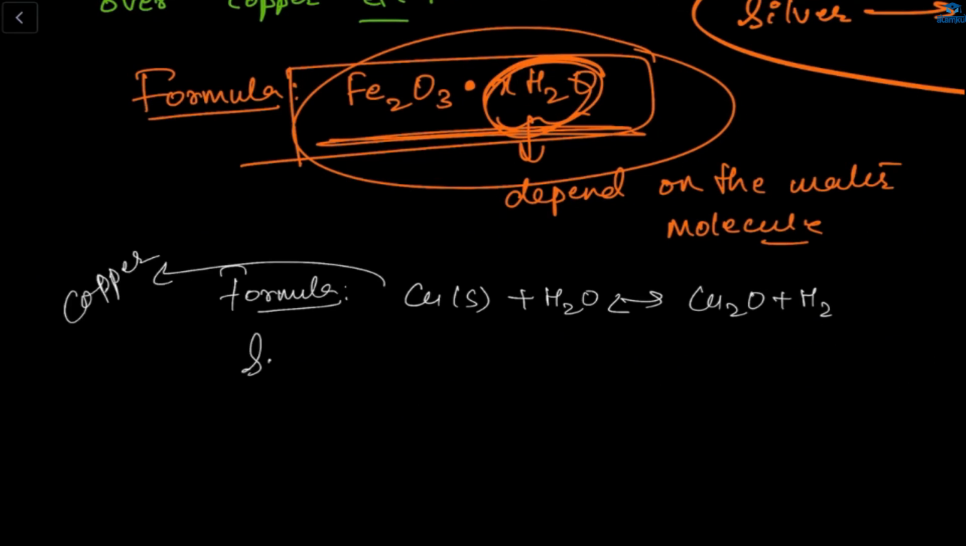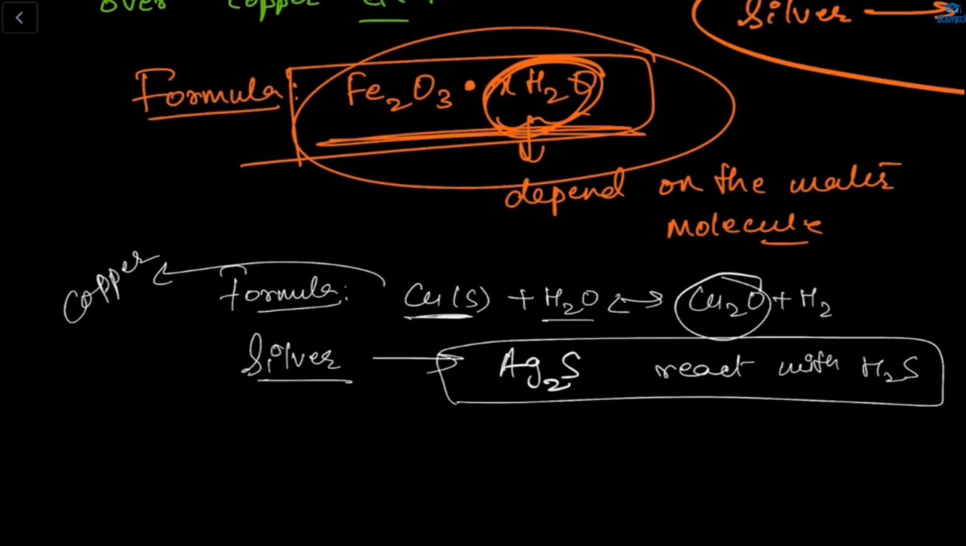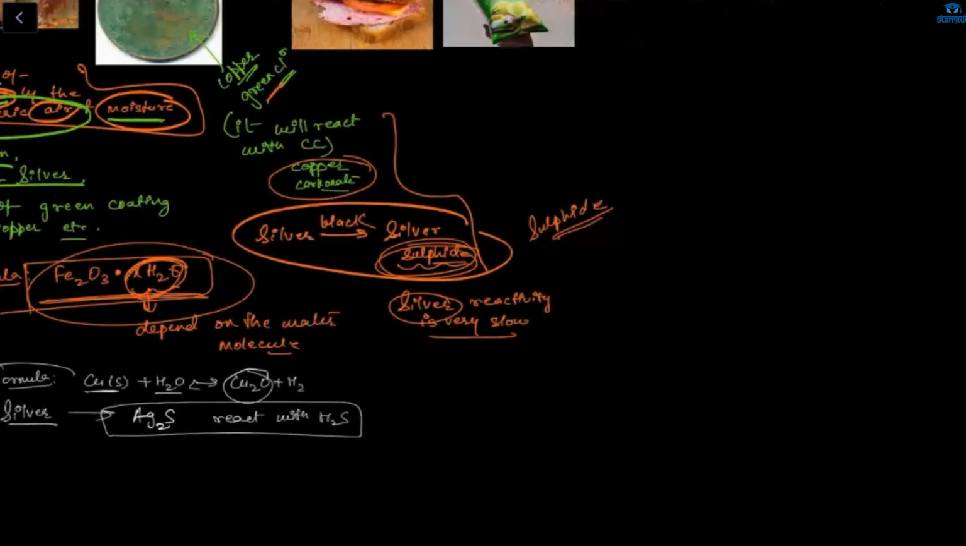And for silver, ma'am, can you tell? All of them are symbols. This is copper, water, and what is this? Anyone? Come on, tell me. Nobody knows? Is it copper oxide? Yes. And this is for silver. It will react with H2S. And what is H2S? Hydrogen sulfide. Yes. Good.